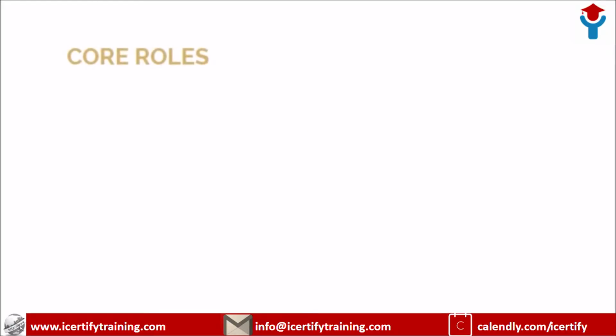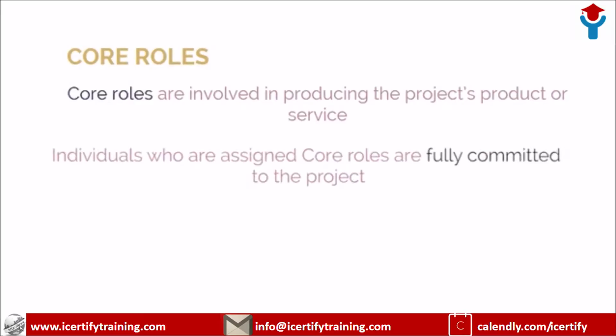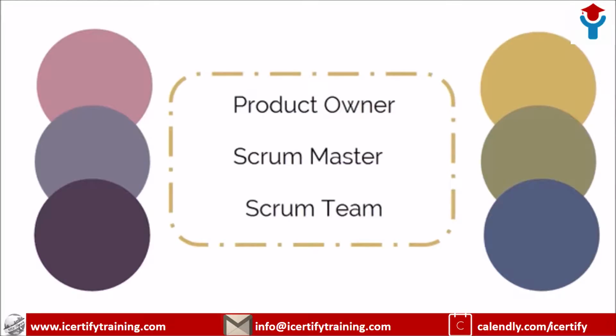Core roles are those that are involved in producing the project's product or service. Individuals who are assigned core roles are fully committed to the project. They are ultimately responsible for the success of each project iteration and of the project as a whole. Core roles are assigned to the product owner, Scrum Master, and the Scrum team. Now that we have seen that there are a few inevitable names associated with the core roles, let's meet them one by one and see what they do in a Scrum-controlled project.